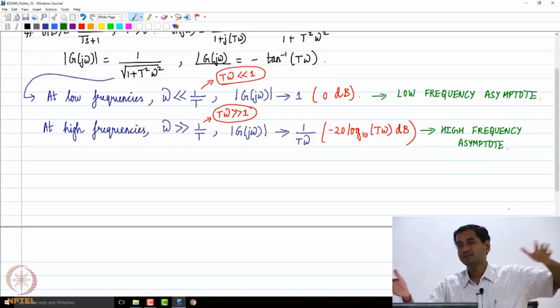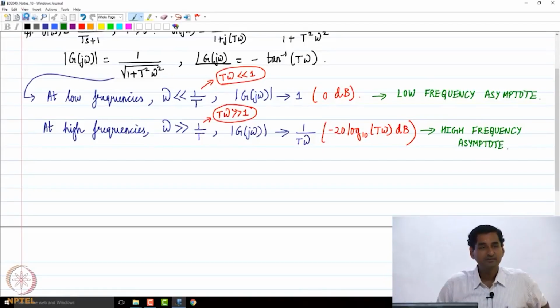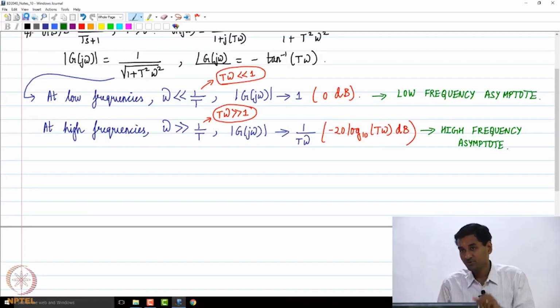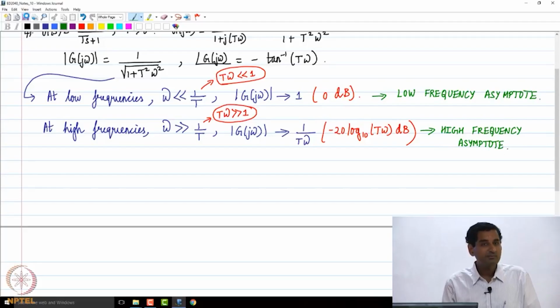So essentially we are looking at what happens to this magnitude at frequencies lower than 1 by capital T and higher than 1 by capital T. And why did I choose capital T and 1 by capital T here? Please remember, for a first order factor 1 by Ts plus 1, with capital T greater than 0, the physical significance of capital T is that it is the time constant of a first order system, right? So if you recall a transfer function of the form 1 by capital Ts plus 1, why did I consider 1 by capital T?